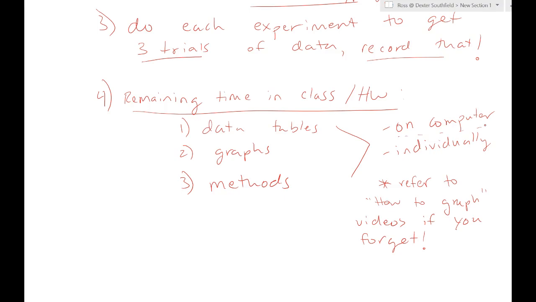Your methods and your partner's methods should essentially be the same steps, but they're going to be written in your own words, right? You obviously both did the same experiment, but you're each going to explain it using your own words and your own way of talking, or writing in this case. So they should be done individually.